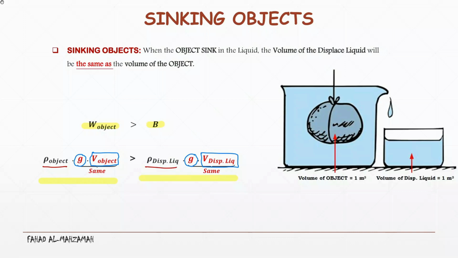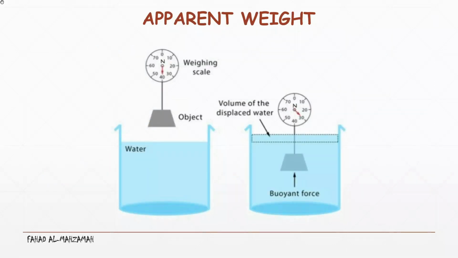So this 4 kilogram is called the apparent weight. What is the apparent weight? It appears to you that it is 4 kilograms, you feel it is only 4 kilograms, but it is in fact 10 kilograms. So what's the definition of apparent weight? This is an example of the apparent weight.